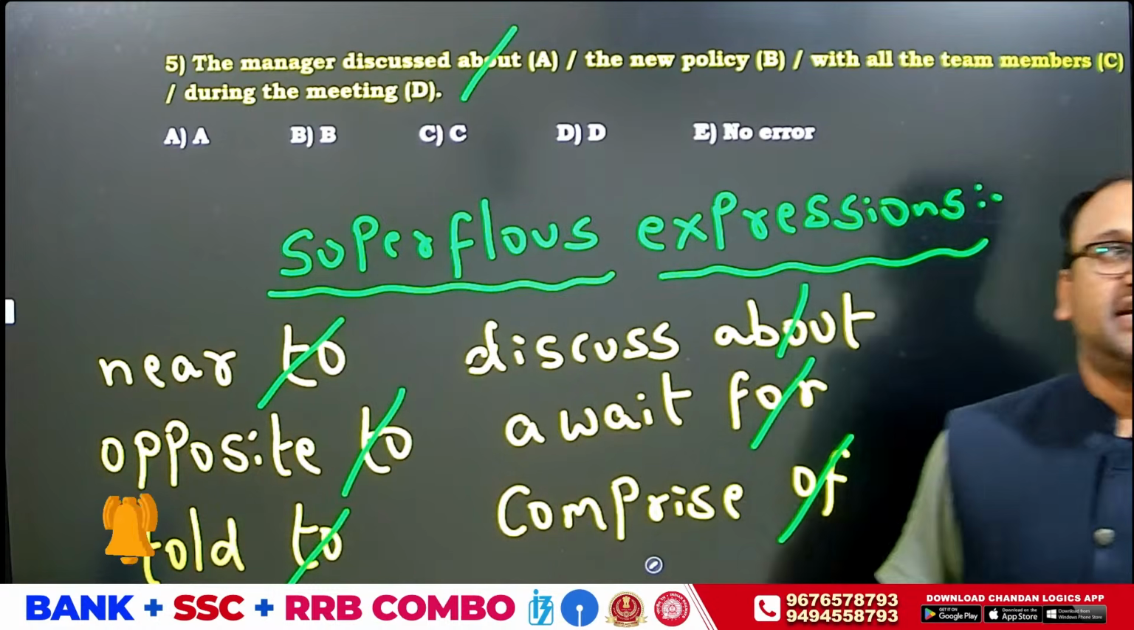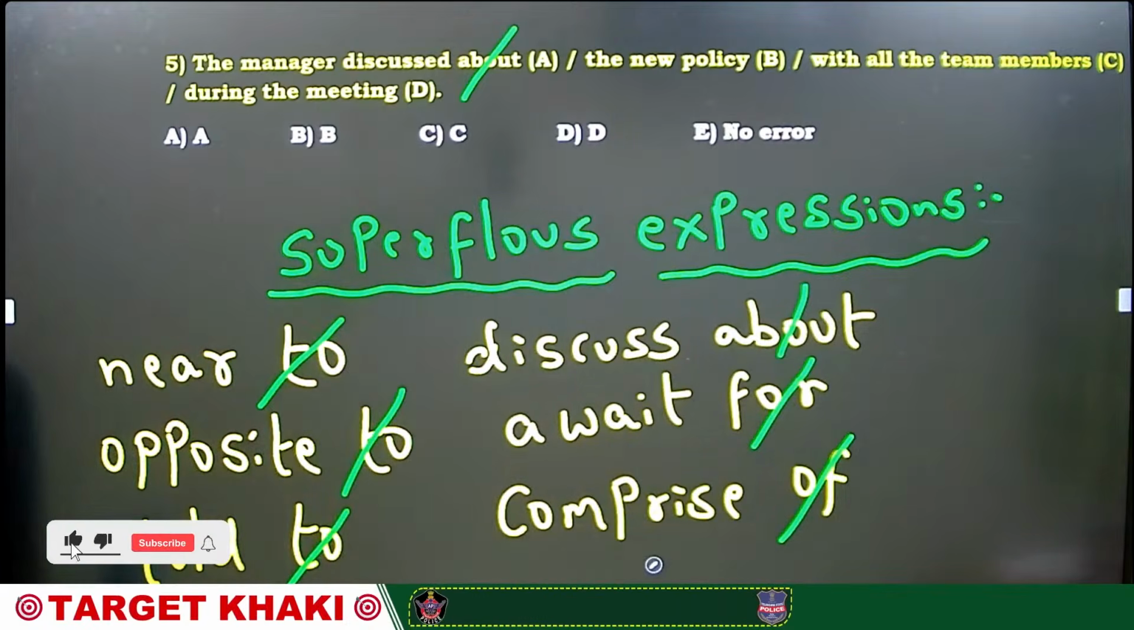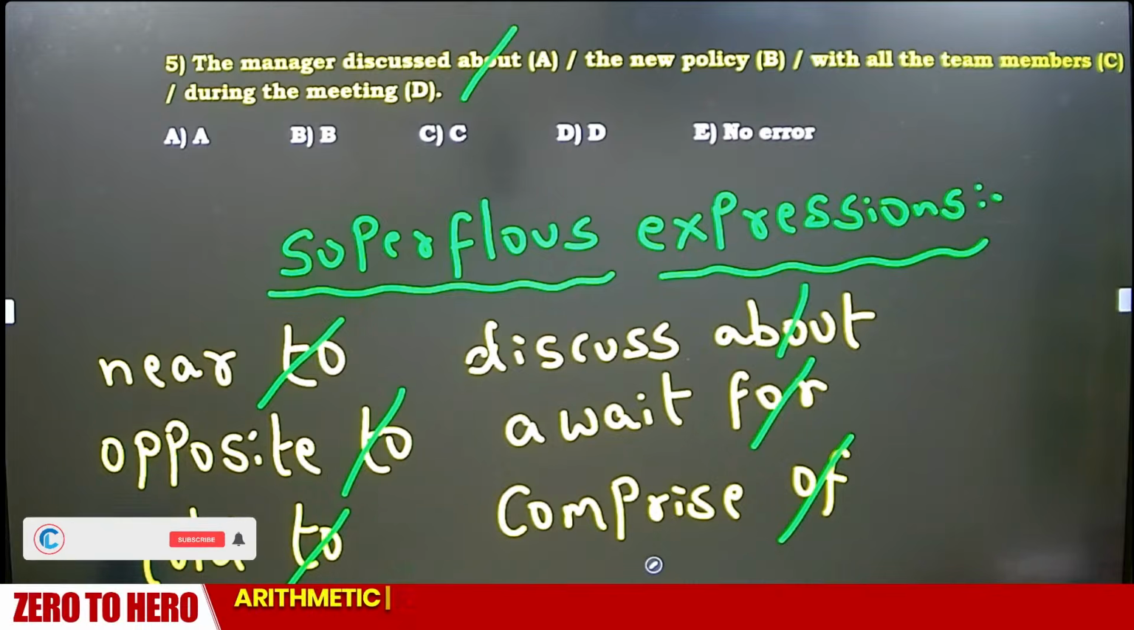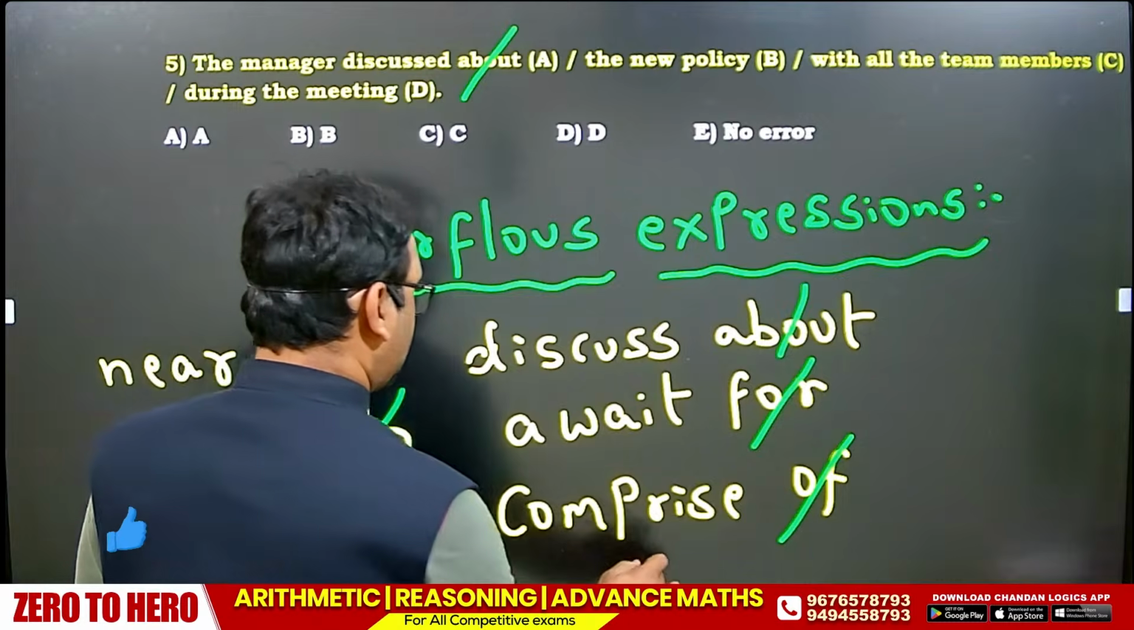The manager discussed the project. That's all. You cannot say the manager discussed about the project. What do you think, guys? You don't have to say discussed about the project. Am I clear, guys? Shall we go to the next question?